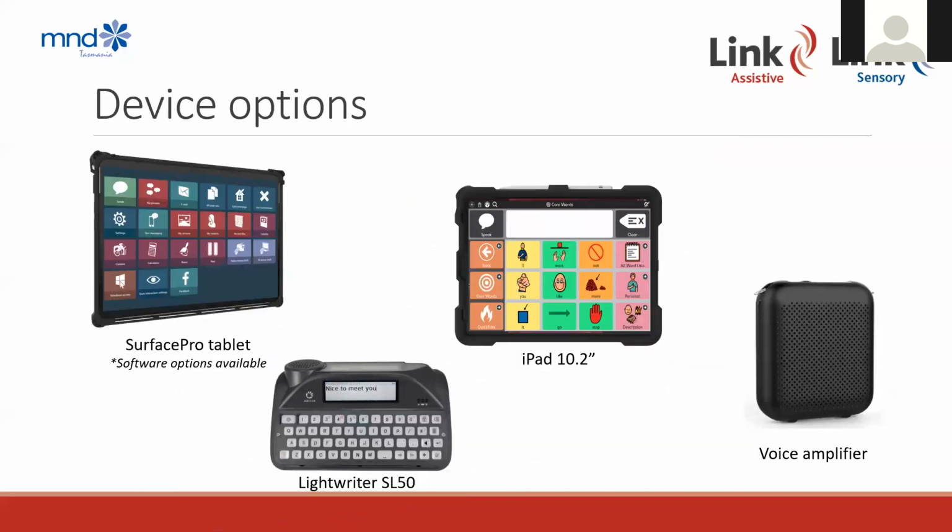Okay, so yeah, getting into the details. Within the MND Tasmania equipment loan pool, there are a number of different hardware or device options, and these are up on the screen now. You can see that there's a few different options that look quite different. So one of the main options that's available is a Surface Pro tablet. That is a mainstream tablet, not a disability specific technology, but we can run specific software on it that provides that disability specific support that people might be needing.